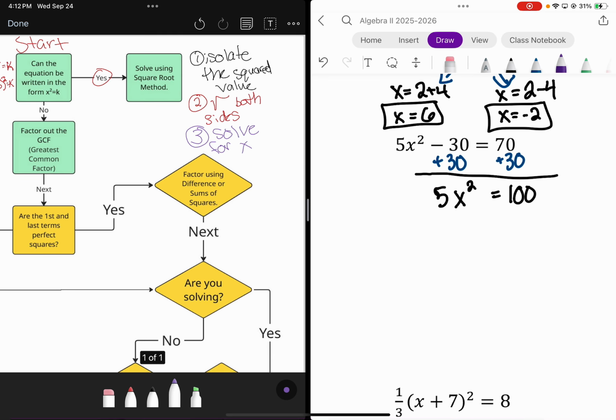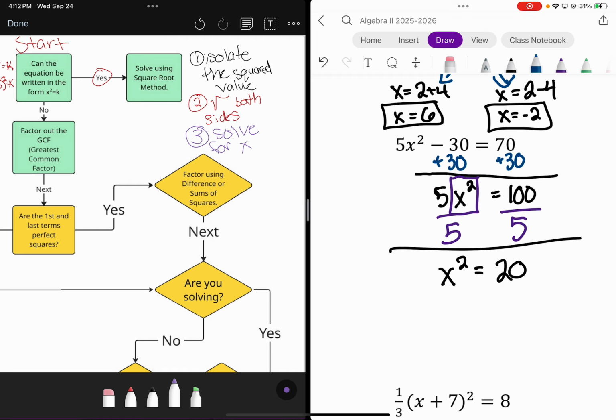When you're isolating that, first you do the adding and the subtracting, then you have to get rid of the coefficient. So then we have to divide by 5. Do not take the square root until you get the square term by itself. So you would get x squared equals 20. Now we have isolated the squared value.